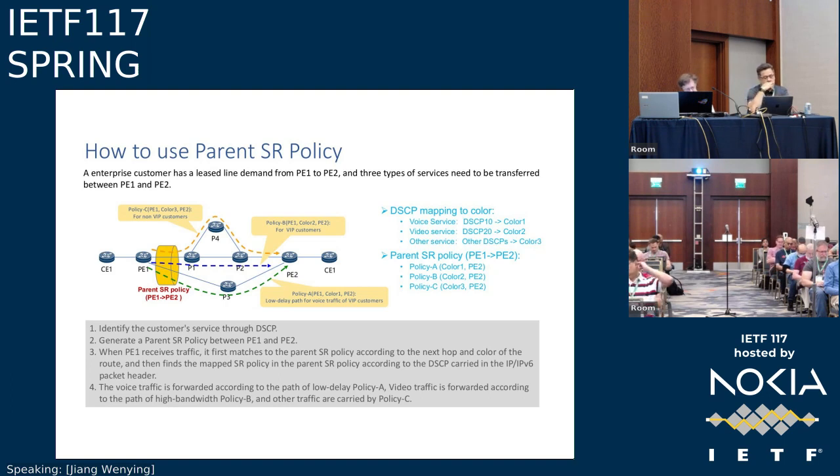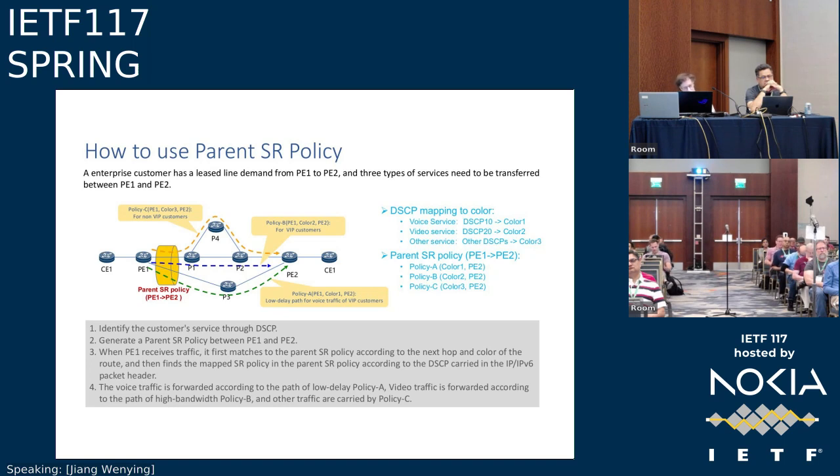Then we should generate a parent ESTA policy between P1 and P2, which includes three constituent ESTA policies that support different SLAs, with color values of color 1, color 2, and color 3. When the traffic arrives at PE1, it is first matched to the parent ESTA policy according to the destination and the color of the route, and then mapped to a constituent ESTA policy in the parent ESTA policy according to the DSCP carried in the IPv6 packet header.